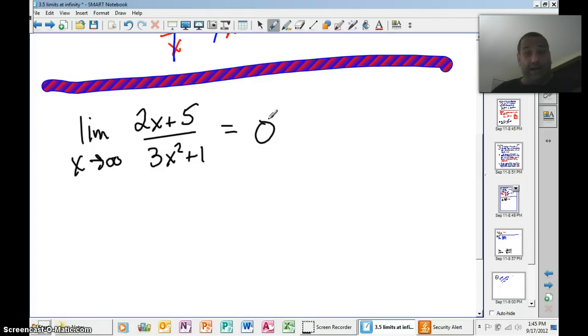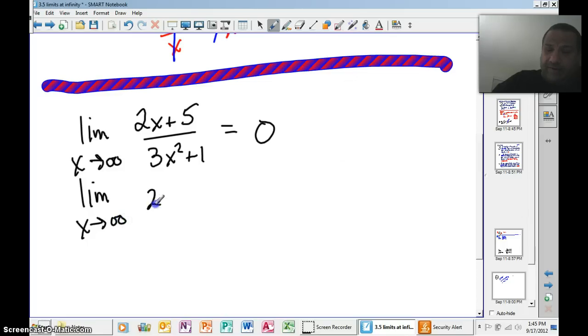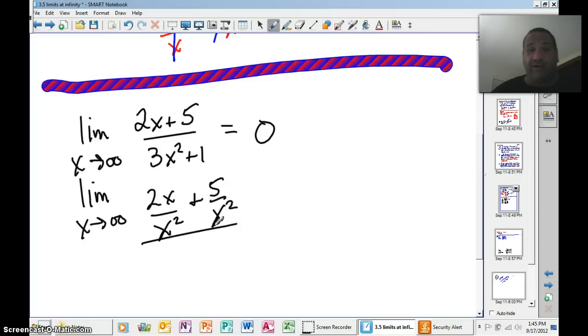Oh, you want to know why? This is why, and I'm going to do it quickly. We divide everything by x squared now. Plus 5 over x squared. We always divide by the highest power of x.